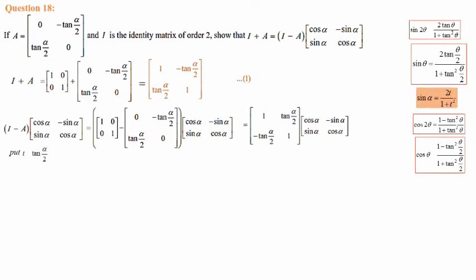That means this will come as sin alpha is equal to 2 tan alpha by 2, here the formula uses theta by 2, that's why. So tan alpha by 2 will come as t, so 2t by 1 plus t square. And this formula will change as cos alpha is equal to 1 minus t square by 1 plus t square. What I have done is, t I have substituted for tan alpha by 2.